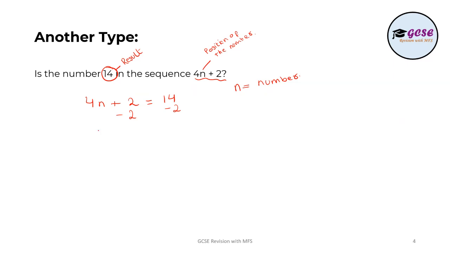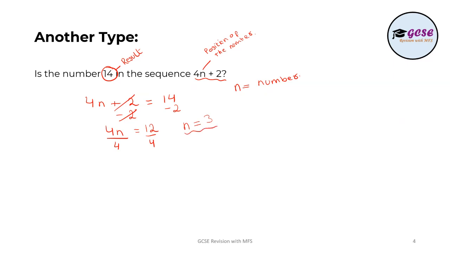Okay, so now we have 4n, we've got rid of the 2, and that's equal to 14 subtract 2, which is 12. Now 4n is being multiplied. To get rid of the 4, we need to divide it. Remember, we always do the opposite. So we divide by 4 on both sides. 12 divided by 4 is equal to 3. n is by itself now. n is equal to 3.